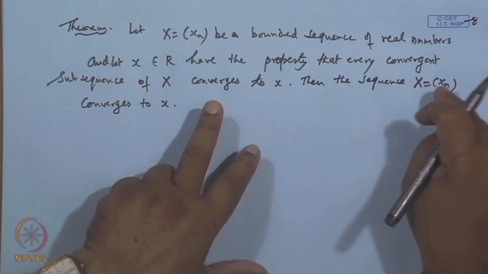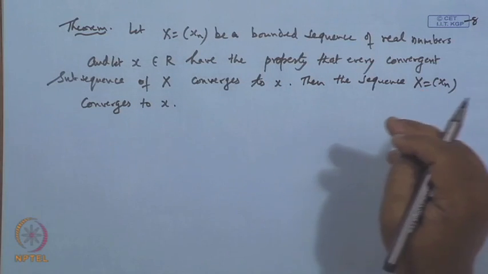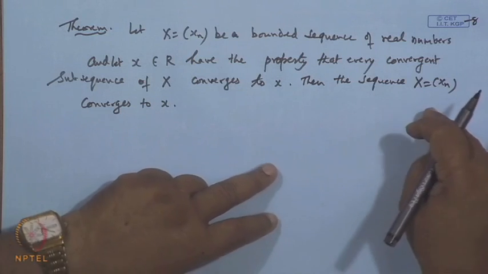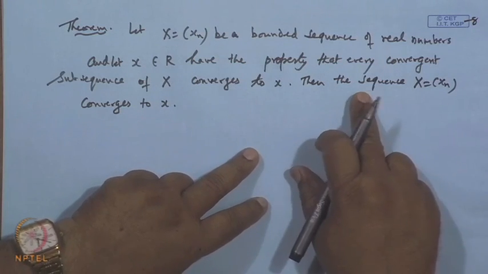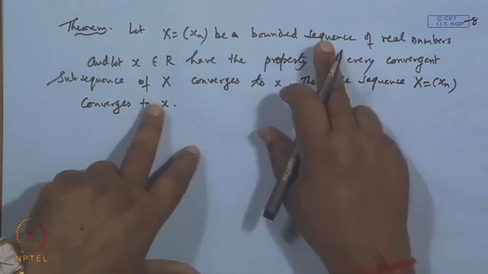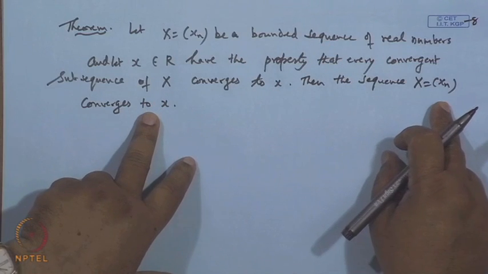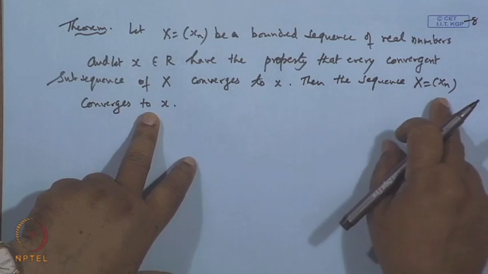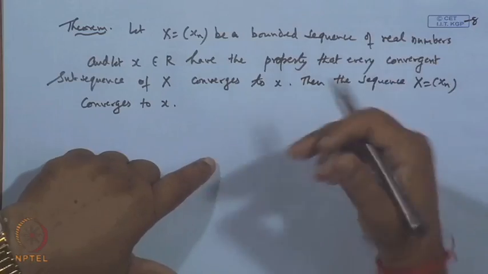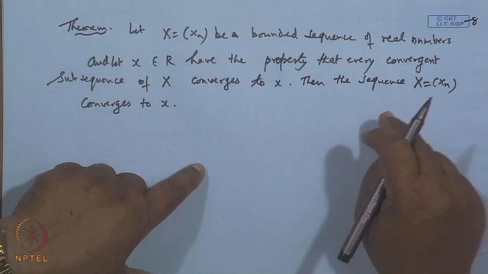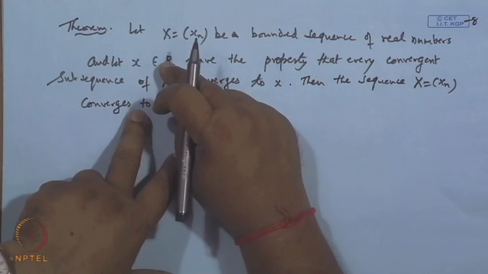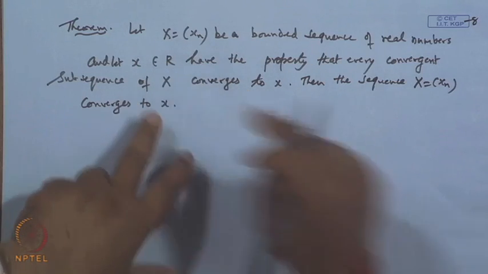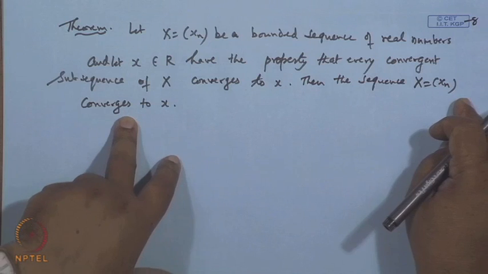Now, this is the converse of the previous result. In the previous result, we showed that if a sequence is convergent, then all of its subsequences are convergent and converge to the same limit. Now, this shows the converse: suppose a sequence is bounded, and all of its convergent subsequences converge to the same point x; then the sequence must be convergent.